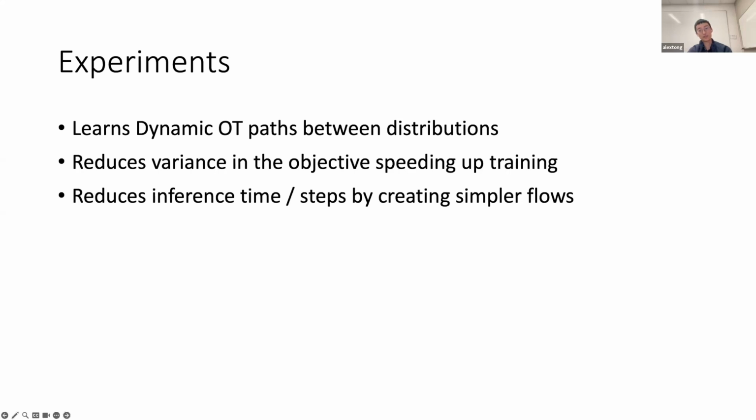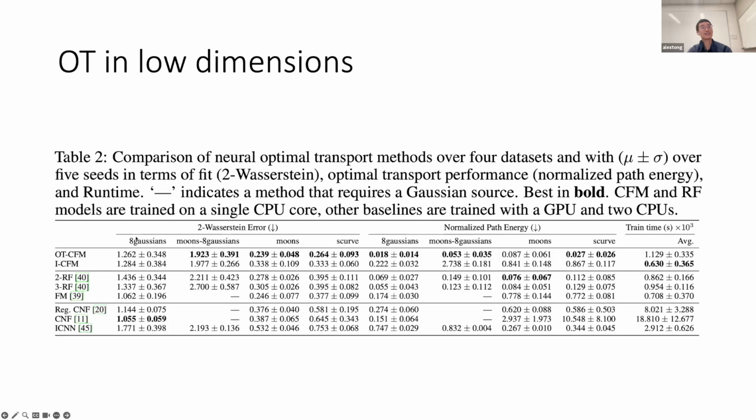So here are some short experiments that show this. In low dimensions, there are many different models: OT-CFM, and these rectified flow models also do OT-like things, but not exactly. They do fairly well and sometimes better, but on average they do a little bit worse than OT-CFM. And that's basically it: OT works quite well in low dimensions.